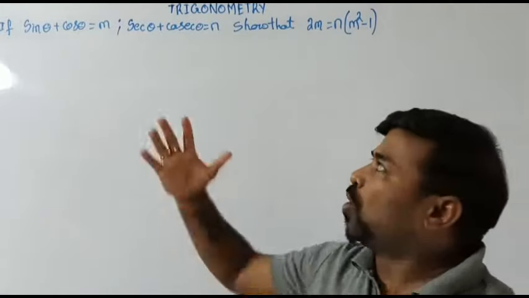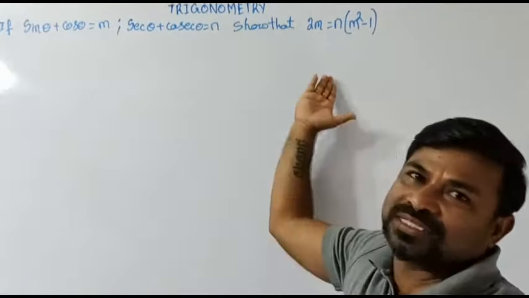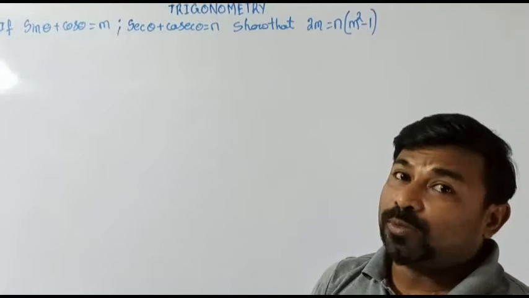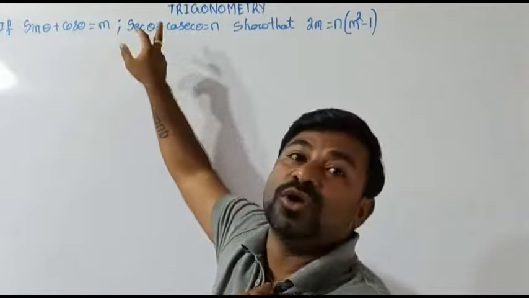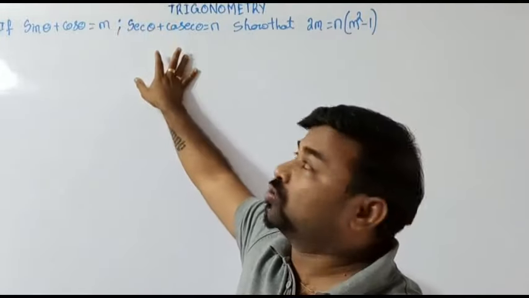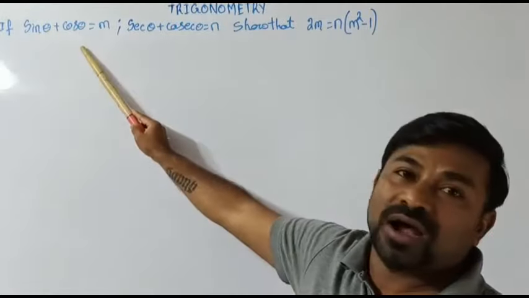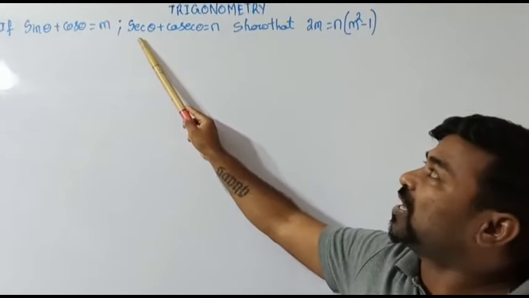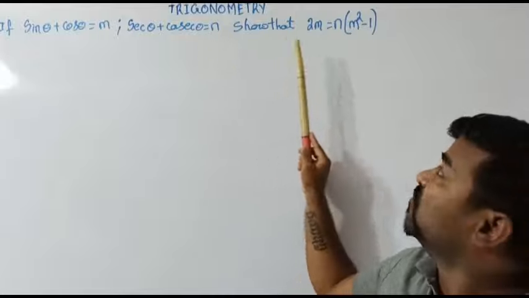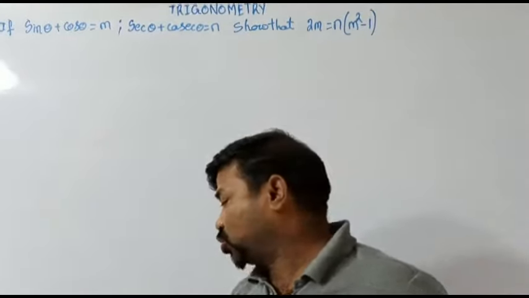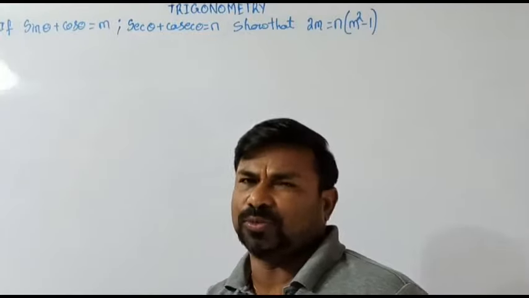Now, while going from the question to the answer, what is the thing you are able to observe here? You are able to observe that in the question we have trigonometric ratios. In the first equation we have sine and cos, whereas in the second equation we have secant and cosecant. Whereas in the answer we don't have any trigonometric ratio. That is the logic we are supposed to use.